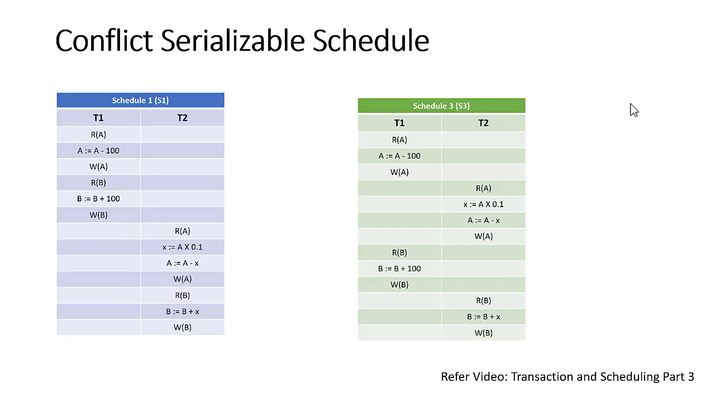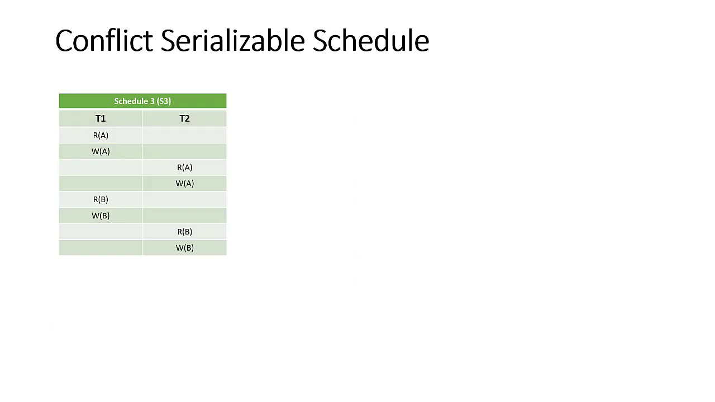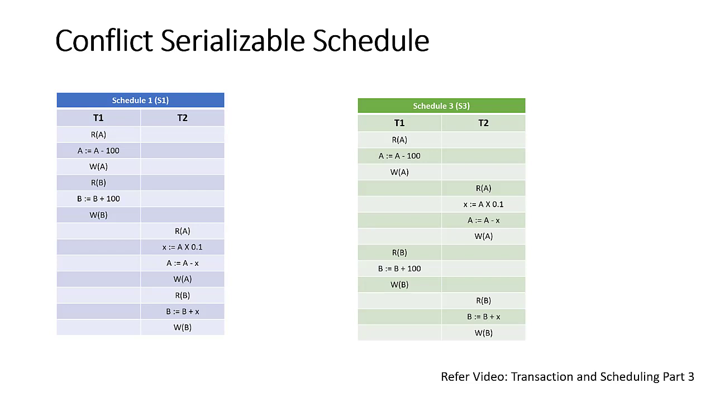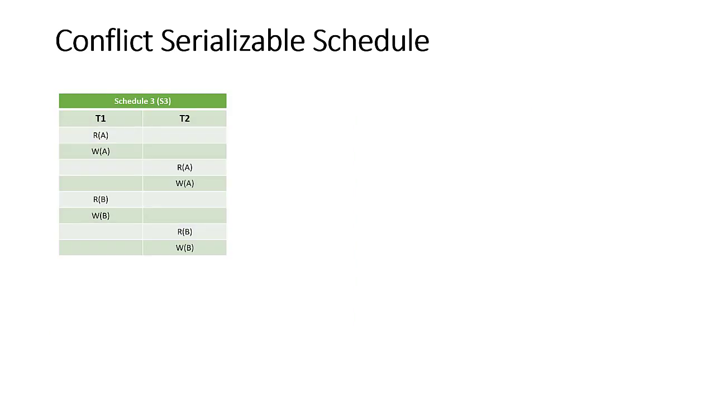In this series of videos, in part 3, we have proved that the schedule 1 and schedule 3 produce the same consistent result. And in that video, we have mentioned that the schedule 3 produces the same result because it is a serializable schedule. Now, why is it a serializable schedule? So, by removing all the buffer operations and keeping only the read and write operations, the schedule 3 will look like this one.